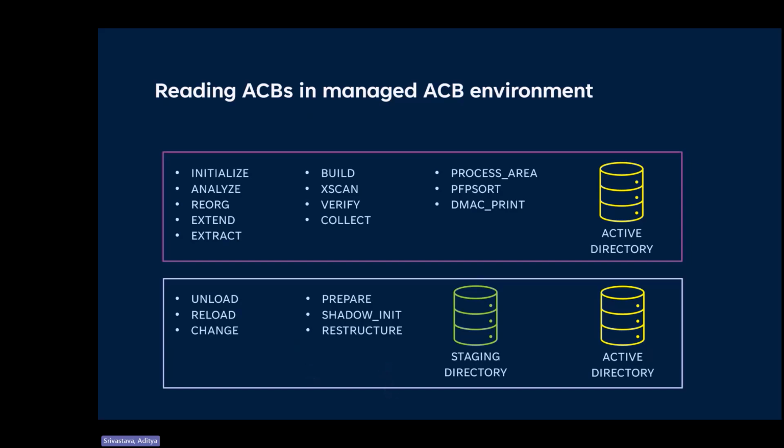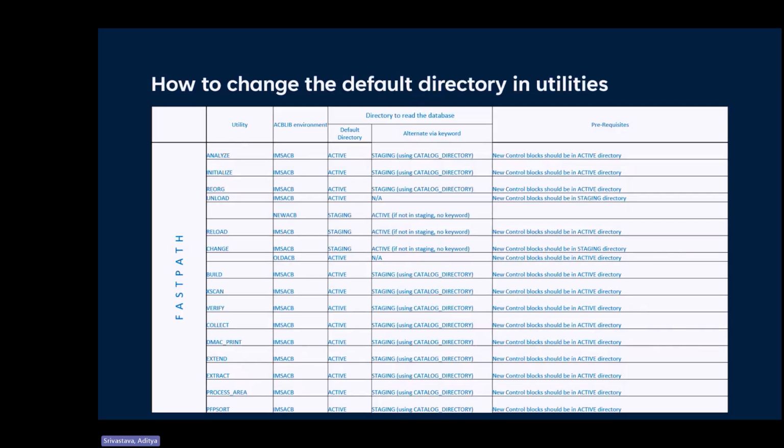Okay, so we have created a matrix. Hope the text is not too small. We have created this matrix, which is part of our documentation as well. And in this matrix, we have listed all the utilities we have. For example, let's say analyze, and in the ACB live environment, it reads from the DD name IMS ACB. And the default directory for analyze is the active directory, right?